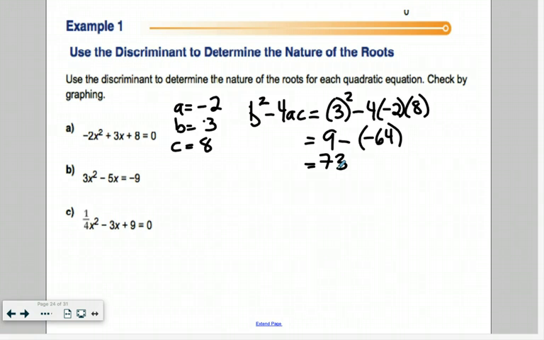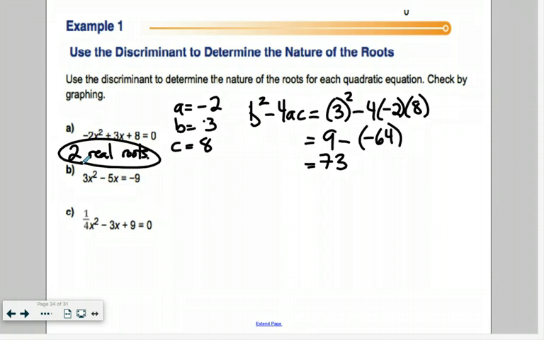Okay? That's a positive number. It is not a perfect square. So this one is going to have two real roots, right? And they're going to be two different numbers, and they're going to be distinct, in that first one. Okay, let's take a look at the second one.